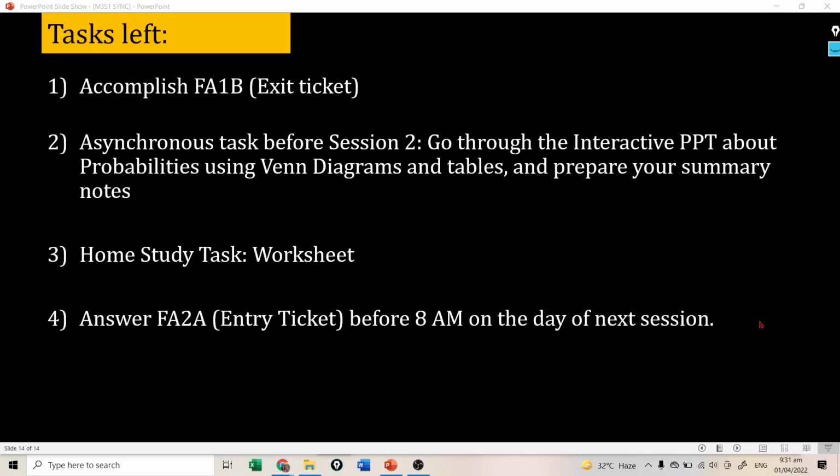Pretty simple lesson. Here are the tasks to do. FA1B by Monday. 2A by Monday also. FA, tomorrow, home study task, worksheet. Just check the posting. And then, of course, go through the session 2 asynchronous PowerPoint in preparation for Monday. I'll be in the call if you need to ask something. Thank you.